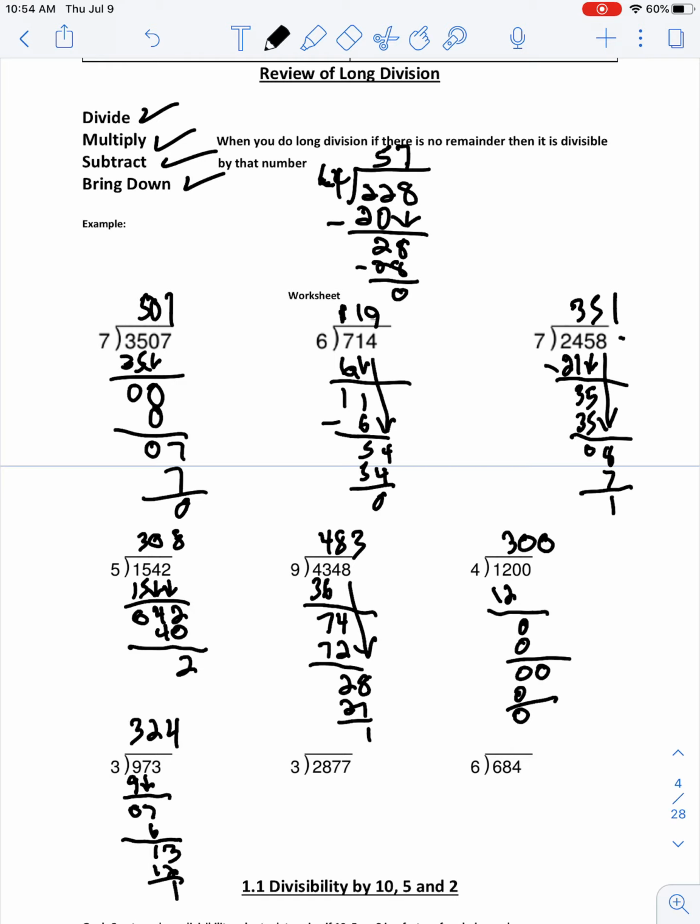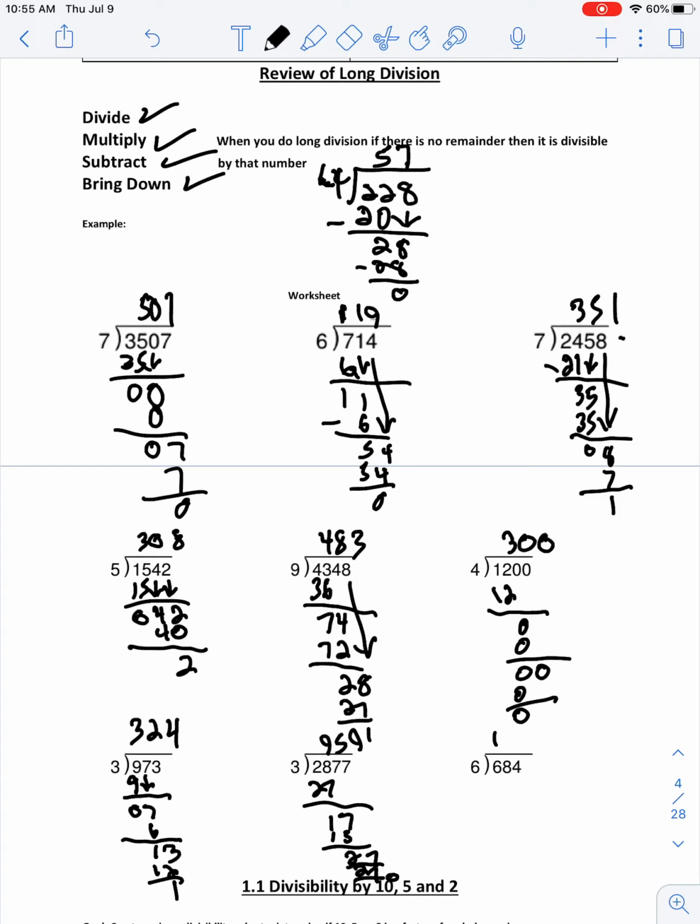3 goes into 28 9 times for 27. I get 1. Then I drop the 7. 3 goes into 17 5 times for 15. I get 2. I drop the 7. 3 goes into 27 9 times for 27 with a remainder of 0.